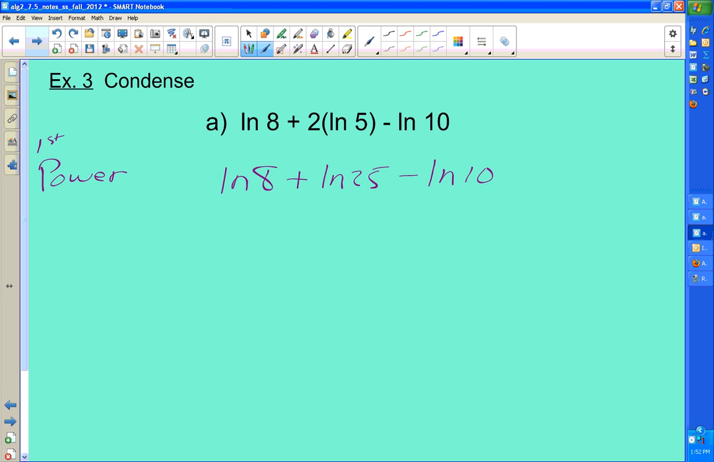What do you do with the 2? Yes, you do know. Look at your properties. You have them written down, right? Is there one where you have something times a log? The third one, perhaps? And what do you do with that something if you go the other way on the property? You put it as the power on the 5, right? So 5 squared becomes 25.